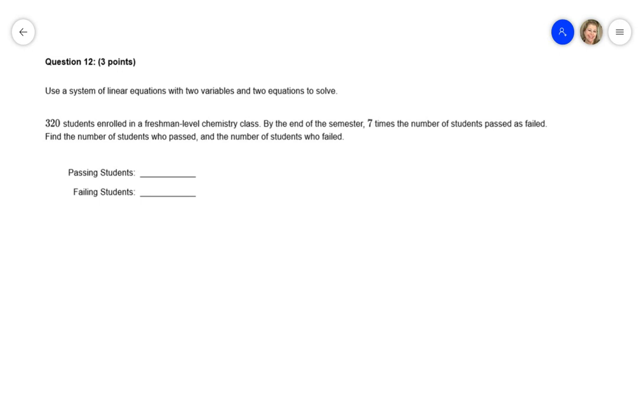Okay, use a system of linear equations with 2 variables and 2 equations to solve. All right, we got 320 students enrolled in a freshman level chemistry class. By the end of the semester, 7 times the number of students passed as failed. Find the number of students who passed, find the number of students who failed. Since I have to use 2 variables, I believe I will use P for pass and F for fail.